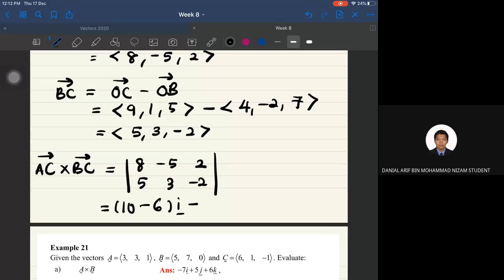Okay, minus, so the next one kita akan delete the second column, so that you will have 8 multiplied by negative 2 will give you negative 16 minus 10 J plus, and the last one kita akan delete the third column, so you will have 8 darab 3, 24 tambah 25 K. Okay, so therefore what is your answer? You kira dapat berapa?